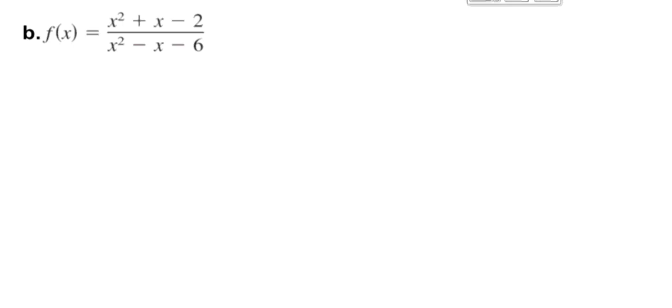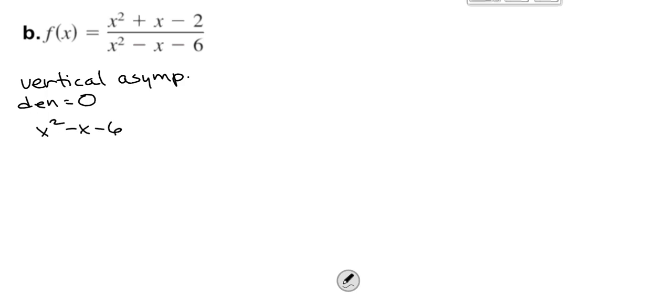Then the next one is this letter B, and same thing. We're going to find the vertical and horizontal asymptotes. So for the vertical asymptotes, we just set the denominator equal to 0. So that is x squared minus x minus 6, and we set it equal to 0. We'll factor that. That one factors into x minus 3 and x plus 2.